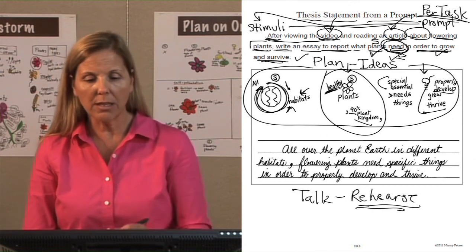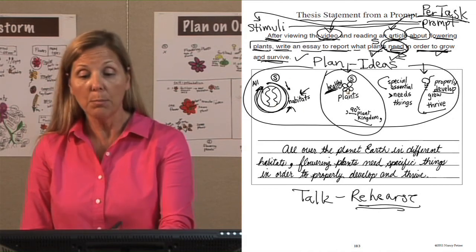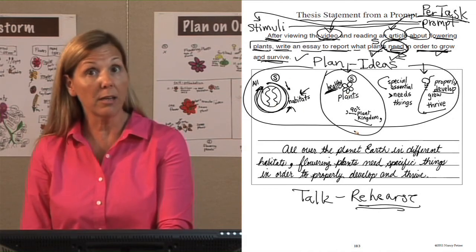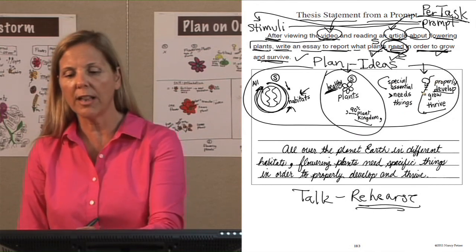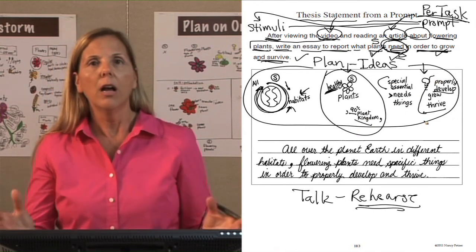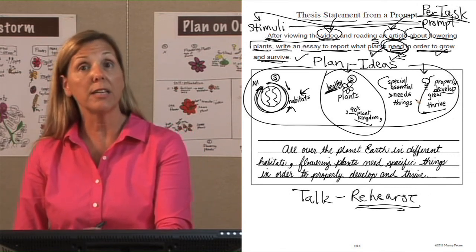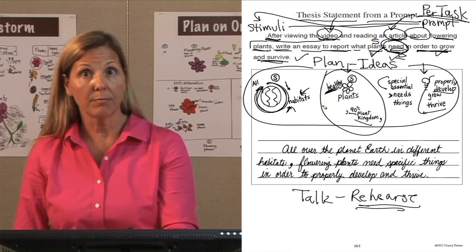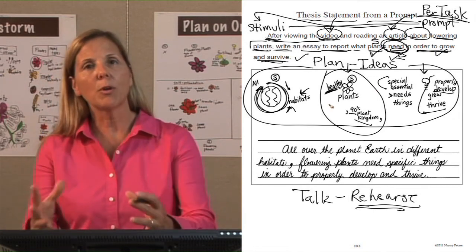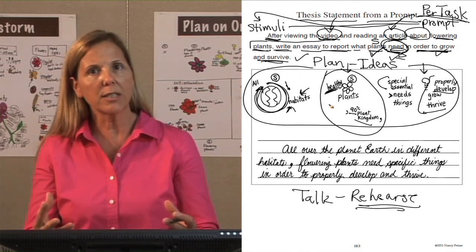So I may have something like, on the planet Earth, in many different habitats, plants, which make up 90% of our plant kingdom, need special things in order to properly develop and thrive. There's one way I could say it. Maybe I could say, in order for plants to properly develop and thrive, they need many special things. I could say that. So I'm going back and I'm orally rehearsing many different ways to say this.